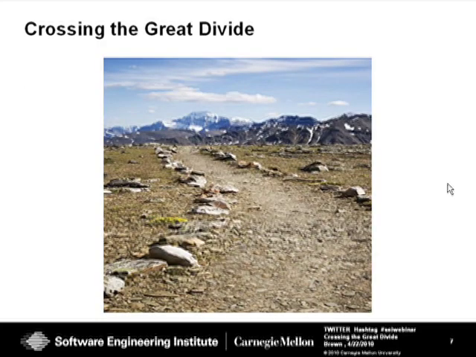So I'm thinking about this idea of the Great Divide. There's three real questions to consider. One, is there really a great divide between Agile and architecture? If so, why is there a great divide? And why do we need to cross it?